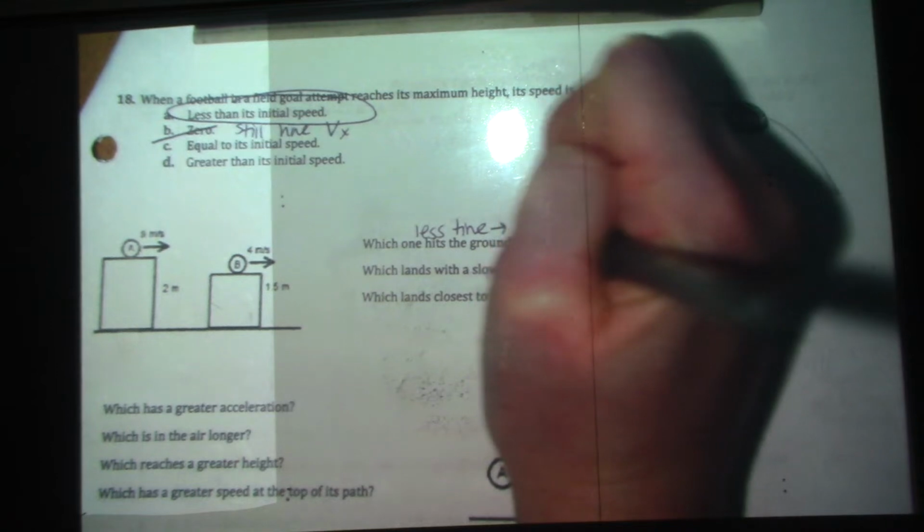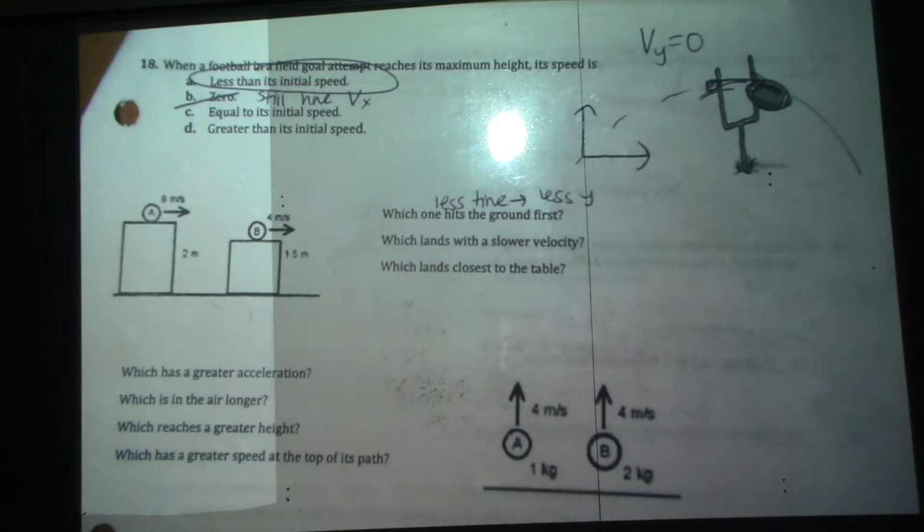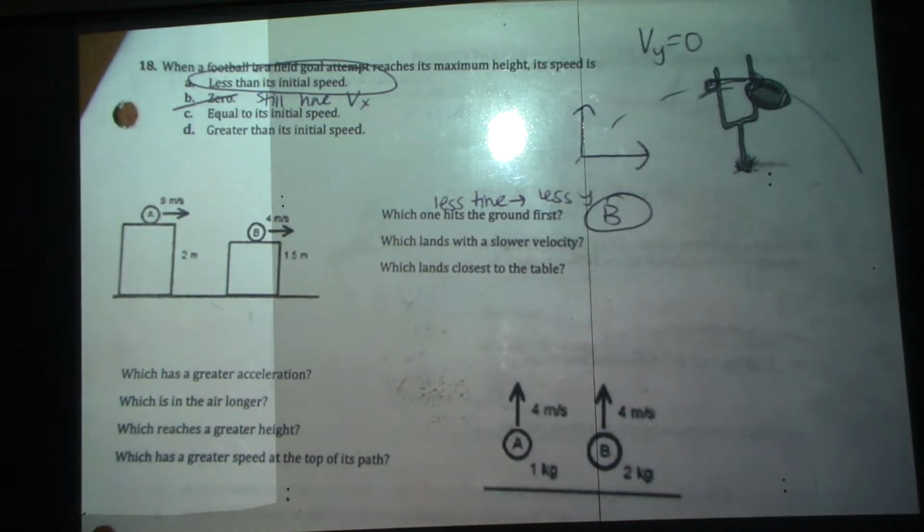That means less y, because we're talking about time, we only care about y, so whichever one has the less y is our answer. So B has the less y distance, so that's the one that hits the ground first.